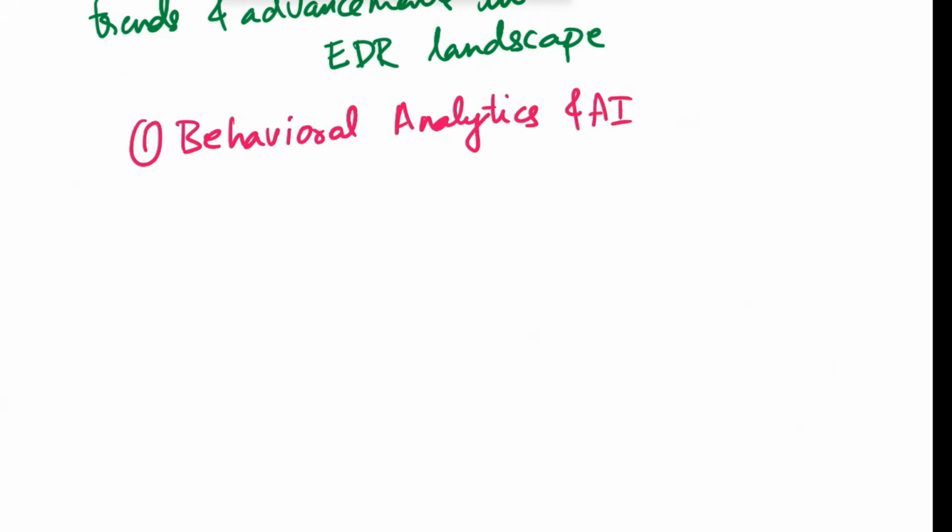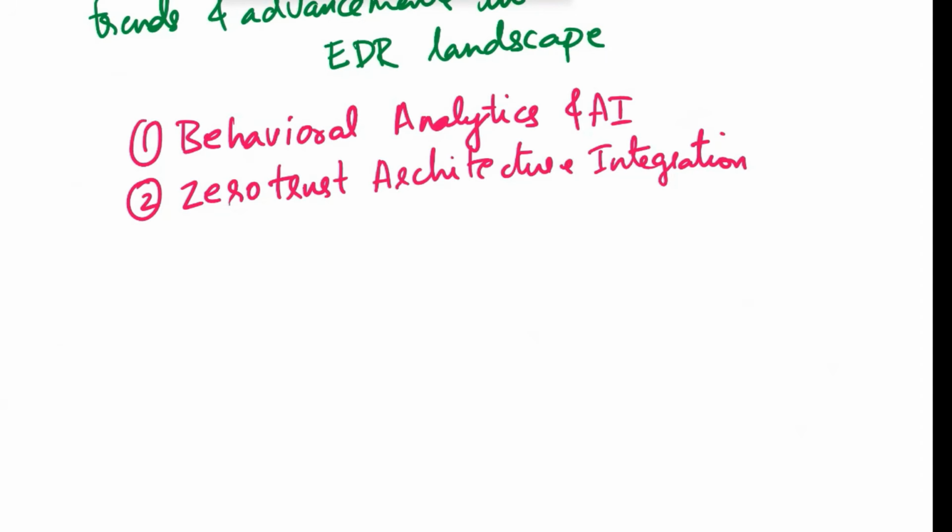Machine learning algorithms will become more capable at identifying patterns that might indicate advanced threats, even if specific indicators of compromise are absent. Another one is zero trust architecture integration. EDR will be closely integrated with zero trust architecture principles. This approach involves continuously verifying the identity and security posture of users, devices, and applications before granting access to resources. EDR will play a crucial role in enforcing this principle at the endpoint level.